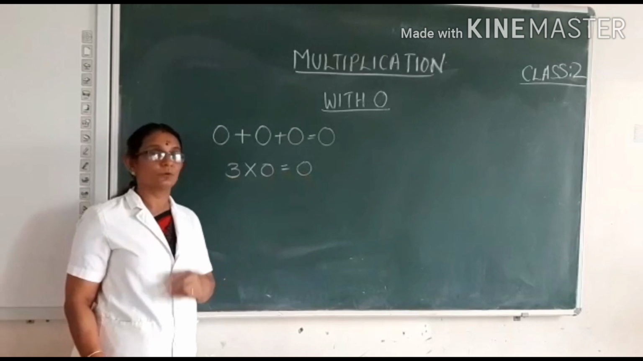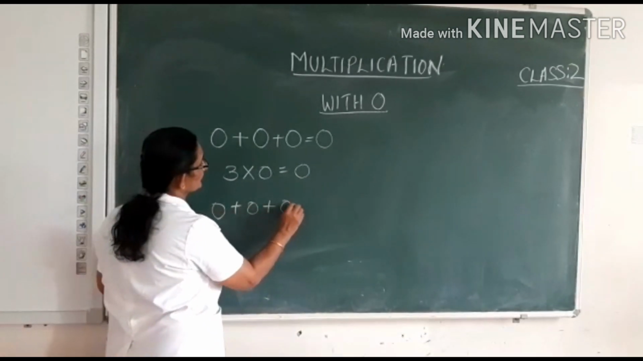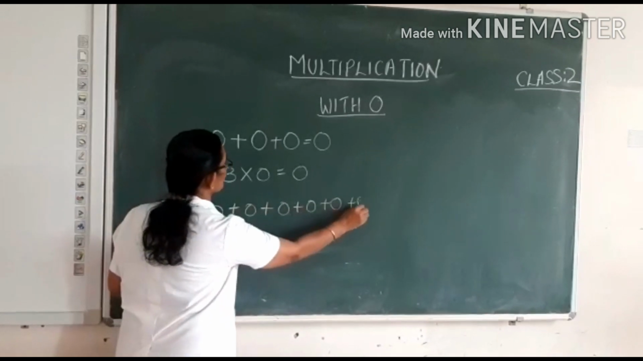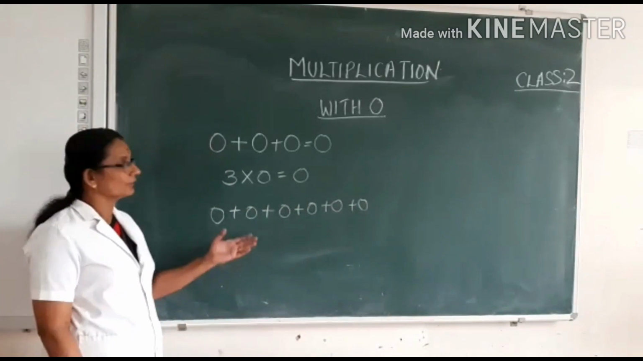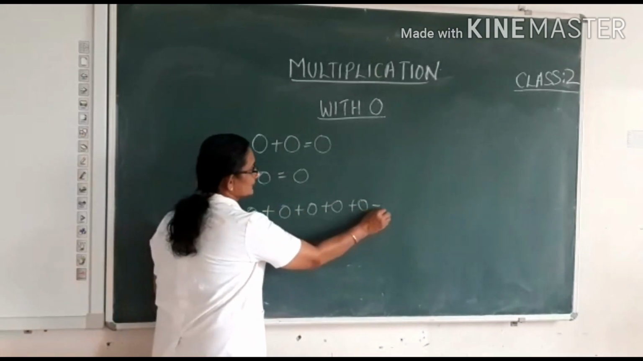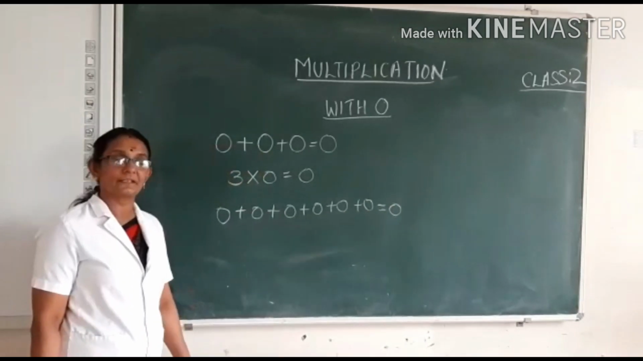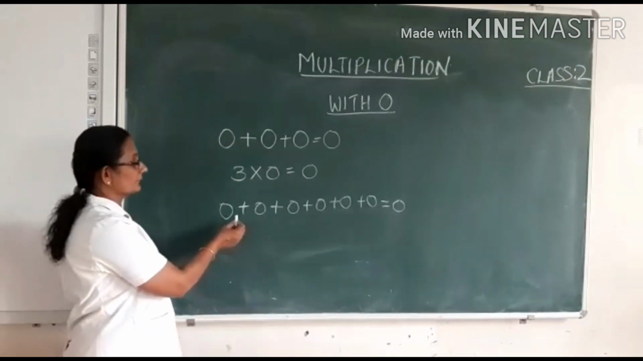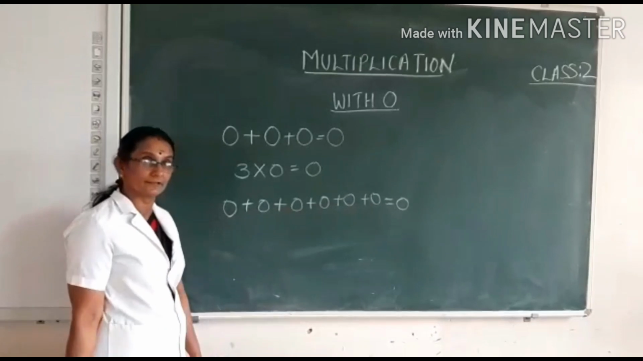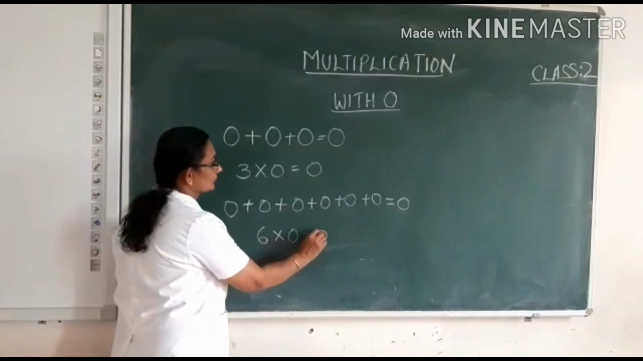Now let us see one more example. 0 plus 0 plus 0 plus 0 plus 0 plus 0. Now what will be the answer when you add the zeros? Yes, it is 0, isn't it? So now let us write this in the multiplication form. First count the number of zeros. 1, 2, 3, 4, 5 and 6. So 6 times 0 is equal to 0.